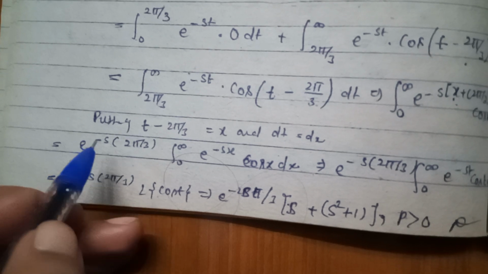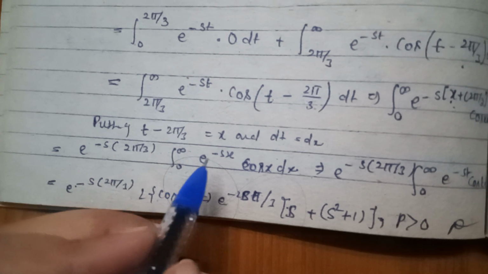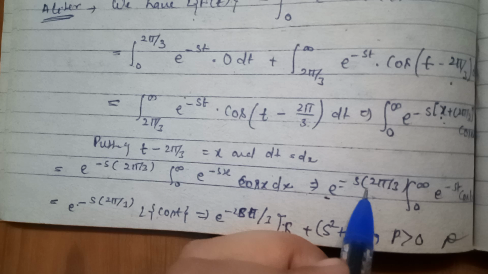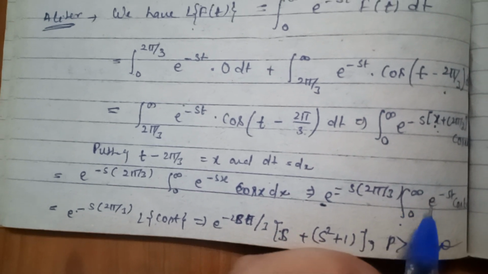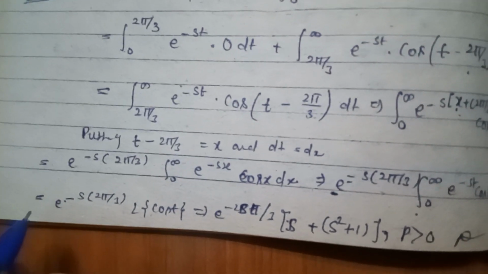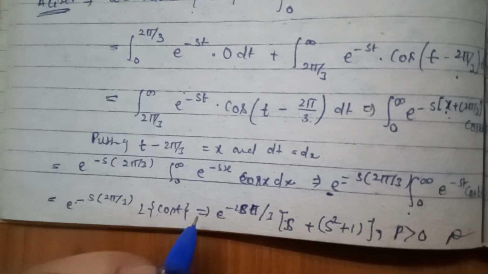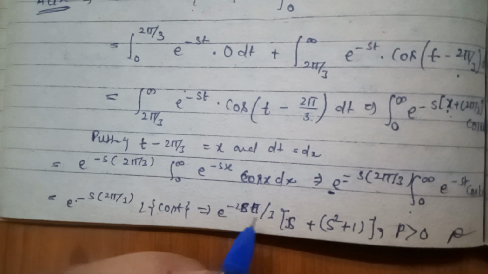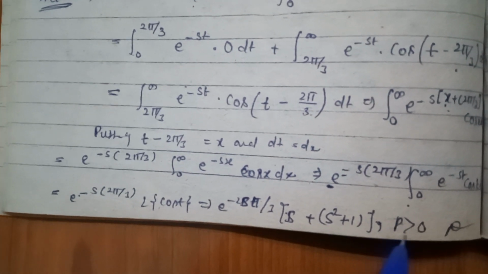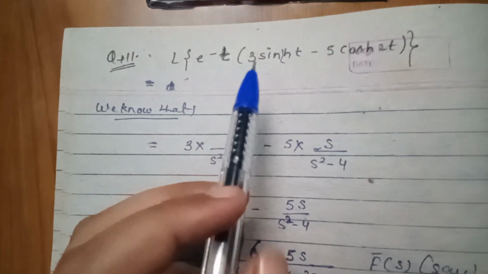so we will get e to the power minus s 2 pi by 3 integration 0 to infinity e to the power minus sx cos x dx, which is equal to e to the power minus s 2 pi by 3 integration 0 to infinity e to the power minus st cos t dt. So which is equal to e to the power minus s 2 pi by 3 Laplace cos t, which is equal to e to the power minus 2 pi s by 3 times s by s square plus 1, where p is greater than 0.